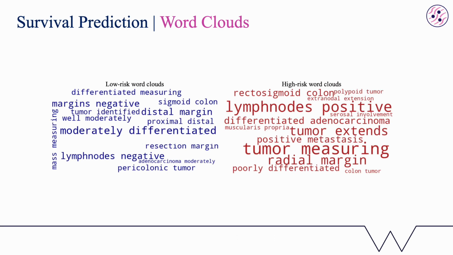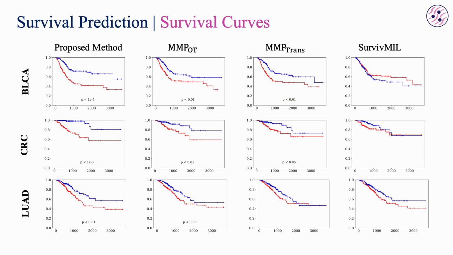We have also generated word clouds consisting of 2 word phrases from the pathology reports for high-risk and low-risk patients. Additionally, we also generated KM curves comparing the proposed method PS3 against other multimodal baselines. The high-risk or red and low-risk or blue groups were stratified using the median predicted risk value.